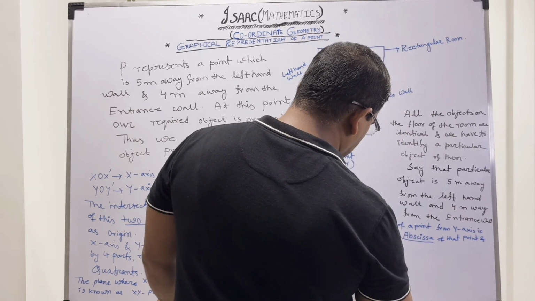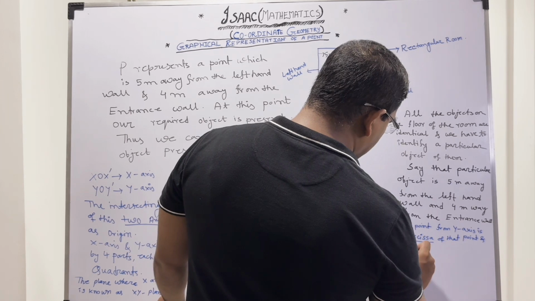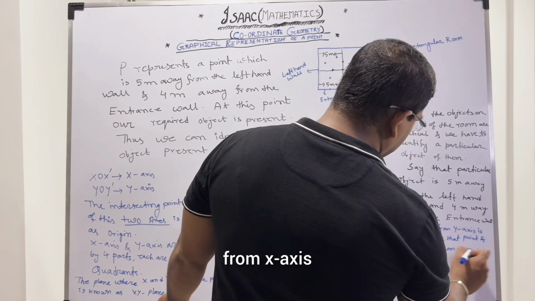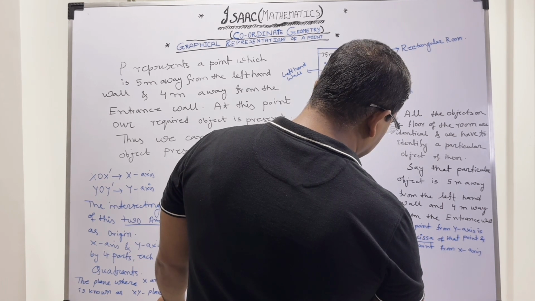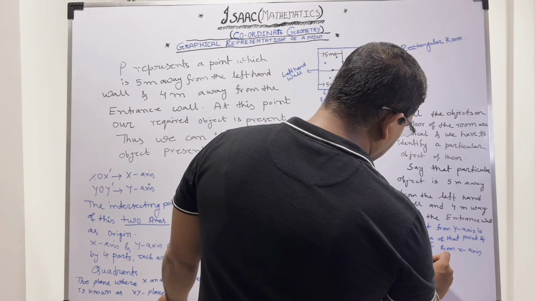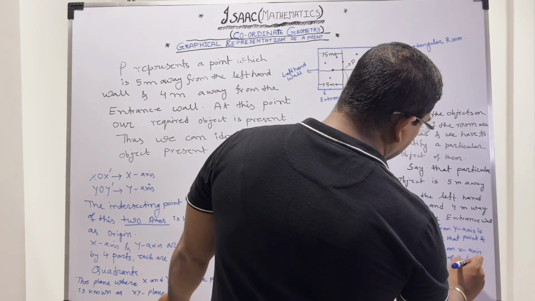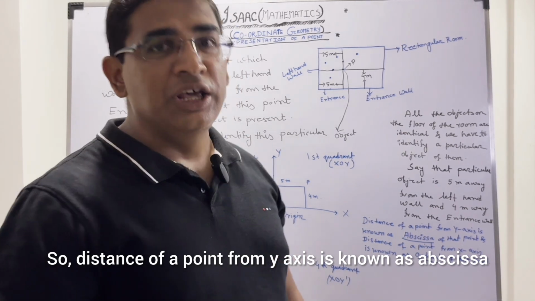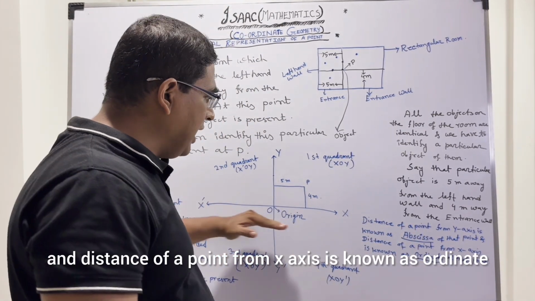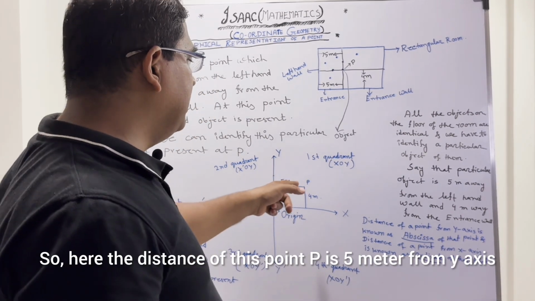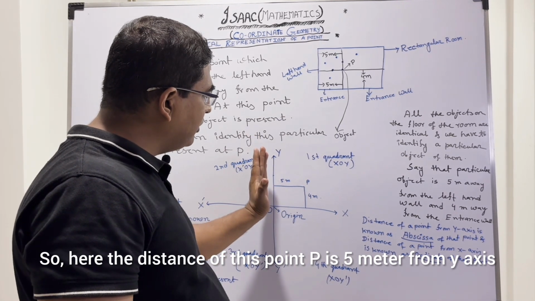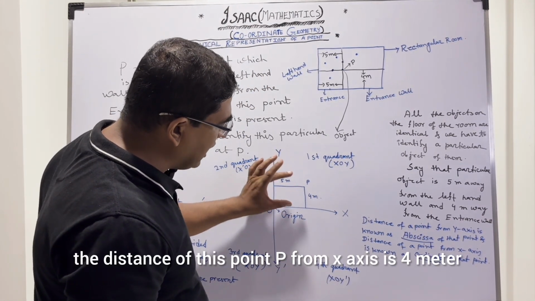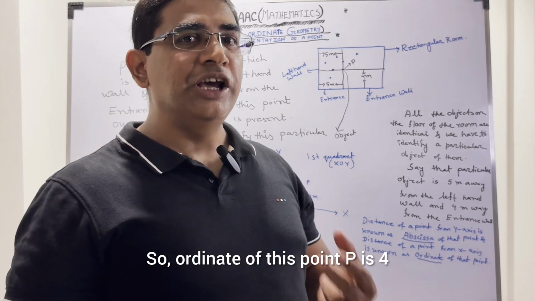And distance of a point from x-axis is known as ordinate of that point. So, distance of a point from y-axis is known as abscissa and distance of a point from x-axis is known as ordinate. Okay. So, here the distance of this point P is 5 meter from y-axis. So, the abscissa of this point P is 5 meter. The distance of this point P from x-axis is 4 meter. So, ordinate of this point P is 4 meter. Okay.